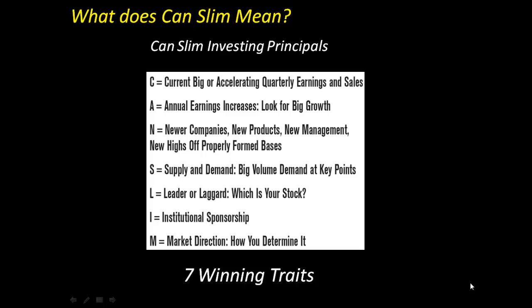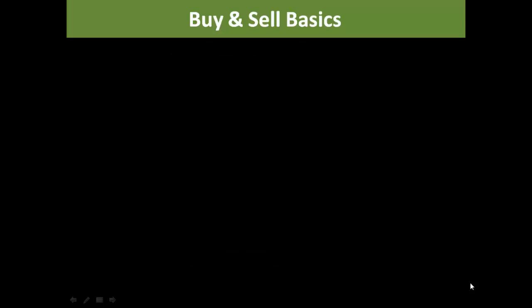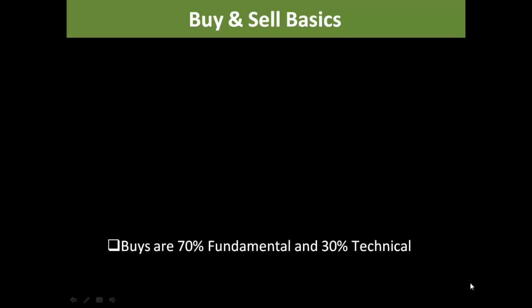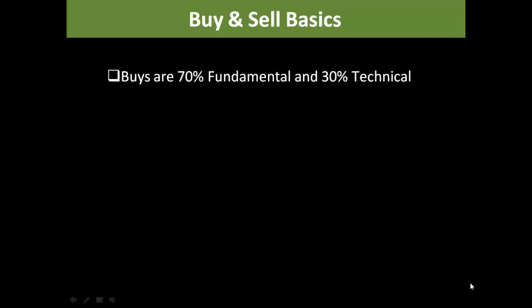We want a lot of funds owning it, and we want a lot of good funds owning it if possible. And the final component is we need to take all of the decisions that we make within context of the general market conditions. Now we're going to look at some buy and sell basics. Our buys are 70% fundamental and 30% technical.